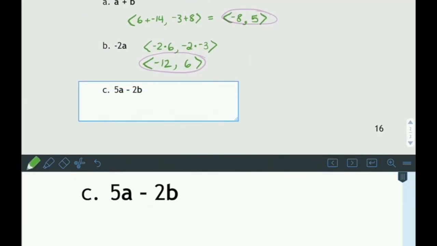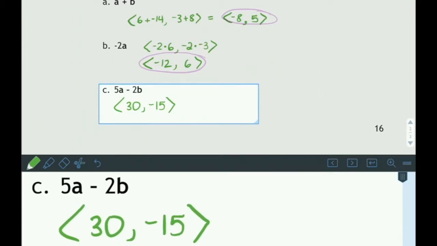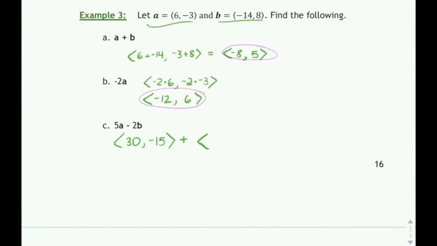You can combine some stuff, so you could do 5 times vector A minus 2 times vector B. So let's say you do 5 times vector A. You'd have 5 times 6 would get you 30, and 5 times negative 3 would get you negative 15. Vector B, you can either multiply by negative 2 and just add them together, which I think is what I'm going to do, or you could multiply by positive 2 for vector B and then subtract them. I'm just going to take vector B times negative 2, and then add them together.